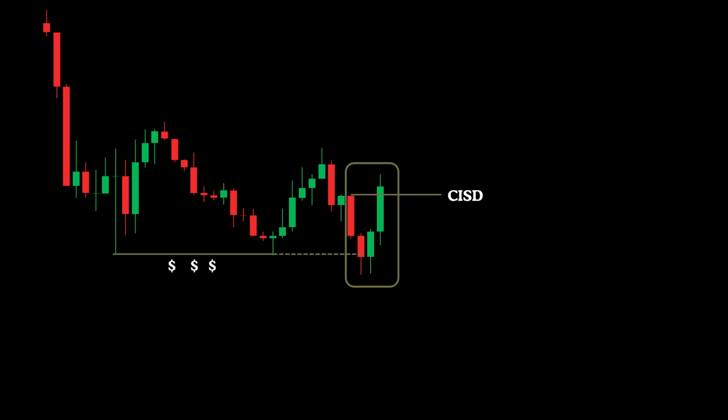A strong CISD setup often appears after the market sweeps liquidity on one side. Liquidity pools usually form near equal highs or equal lows where traders place stop-loss orders. When the price takes out these levels, those stops get triggered, activating liquidity and creating the perfect setup for a reversal. Once liquidity is cleared, price tends to move in the opposite direction, setting the stage for a valid CISD formation. This action shows that the market has accumulated enough momentum to reverse, making the pattern more trustworthy.